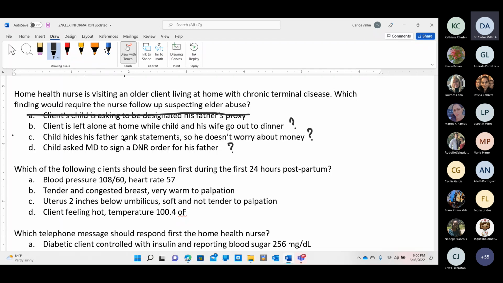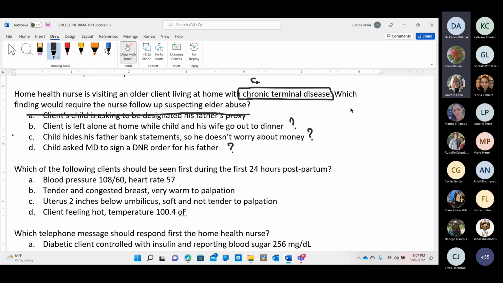Okay. The client has a chronic terminal disease. So the patient maybe has advanced cancer or something advanced, I don't know. Okay, I am in the test. Of these three things, what do you know is the most common form of abuse of older people? Economic. Financial. Yes.